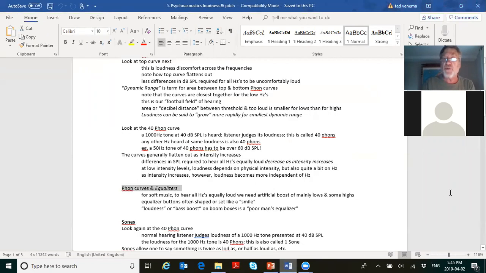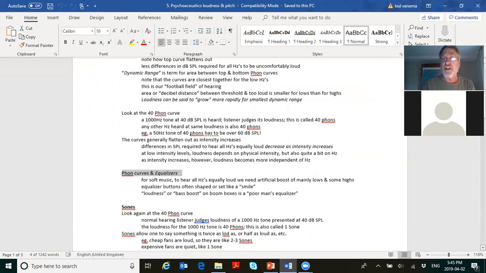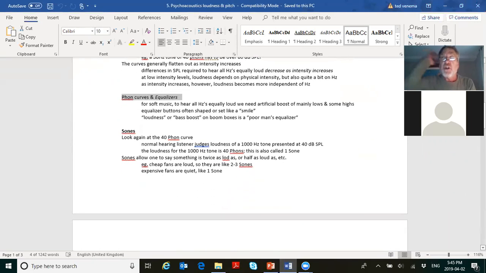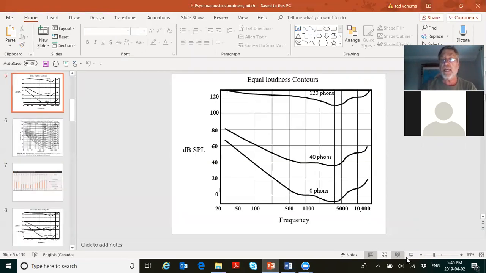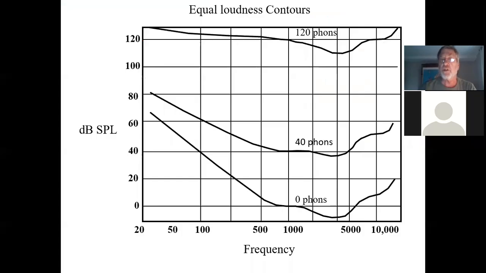Good, we're getting places. We'll finish today with something called sones. Sones, okay? Look again at the 40 Fawn curve. So we've looked at whatever it takes to sound equally loud and all the things equally loud. We've beaten that dead horse.